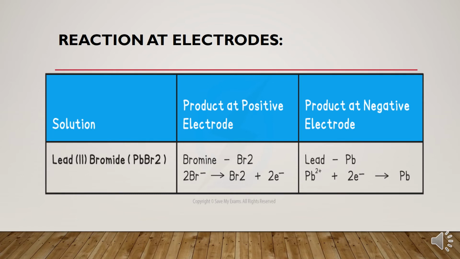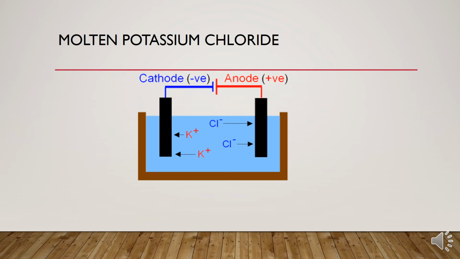Another example, molten potassium chloride. First of all, we heat potassium chloride until it is in molten form. Then connect it with the power supply. As electricity passes through molten potassium chloride, it splits up because potassium chloride is an ionic compound.